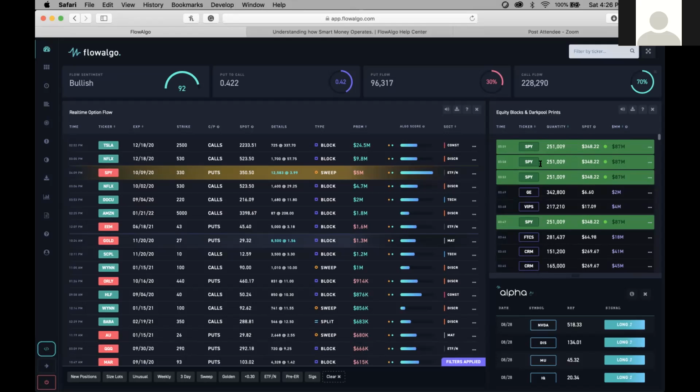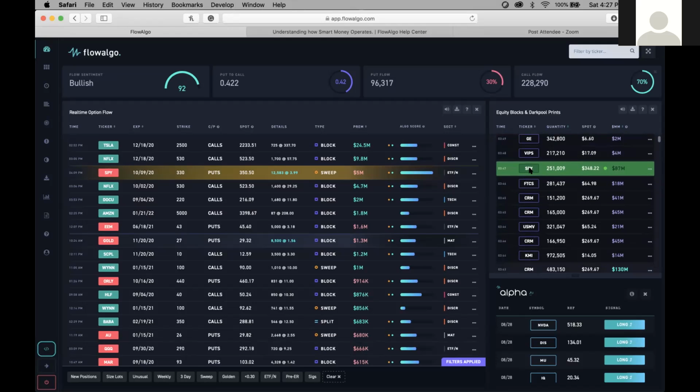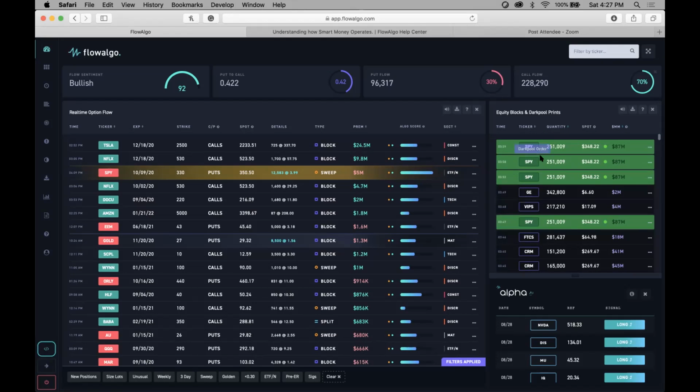The reason these are reported the day after is because they route these signature orders overseas and they don't have to report them until the next day. They specifically do that so that you can't see in real time how much SPY they're trading. And these are only for ETFs, so you won't see signature prints on individual tickers.